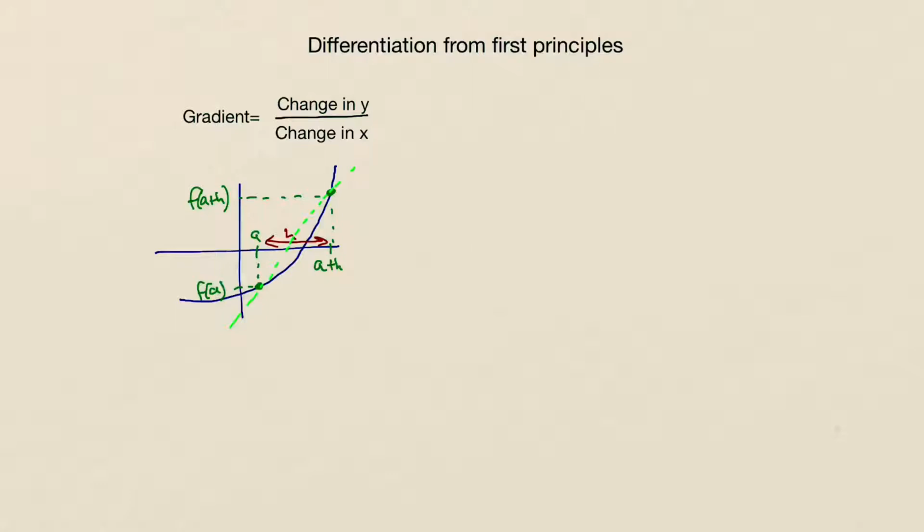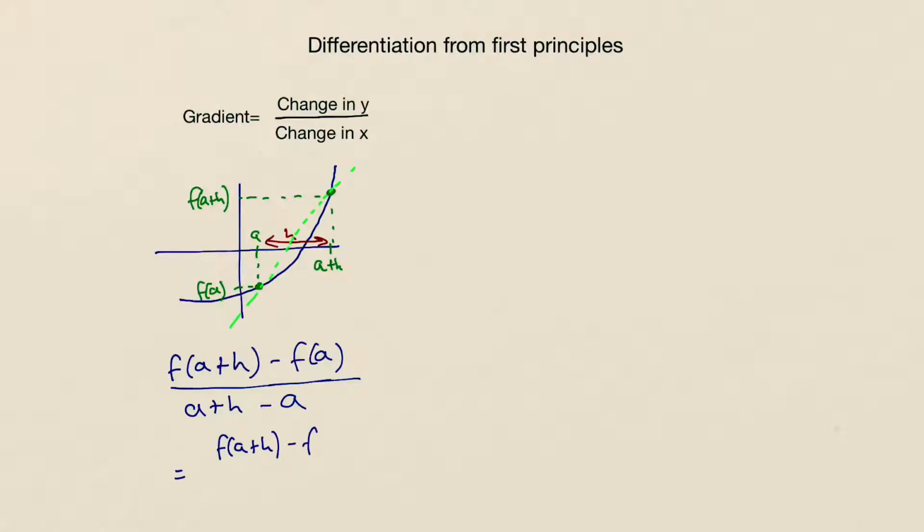And the gradient of this line will be the change in y. So we've got f of a plus h minus f of a. And we're going to divide it by the change in x. So a plus h minus a. We can tidy that up and put f of a plus h minus f of a over h.